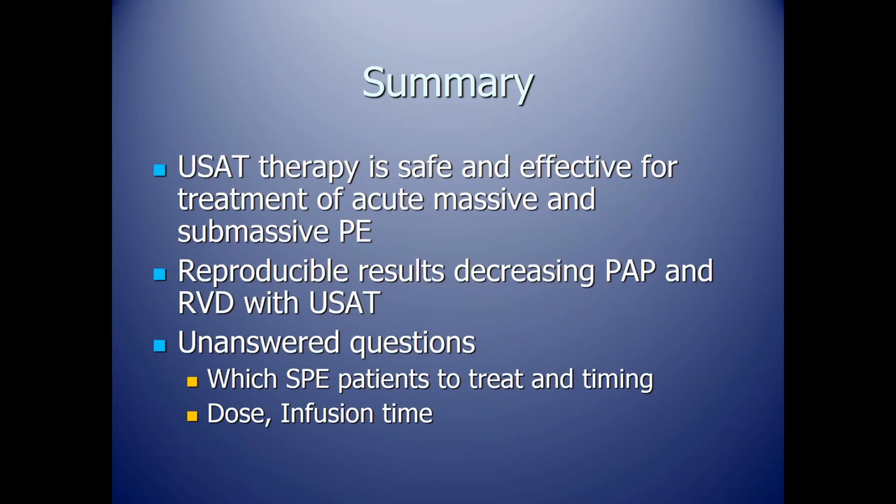I think we still do have unanswered questions, and hopefully we're going to find out through some initiatives looking at some randomized trials in the future about which submassive pulmonary embolism patients to treat and what is the best timing for treatment, as well as what is the best dose of TPA and the infusion time. We just completed the Optimize PE trial, which was a dosing trial looking at shorter infusions and smaller doses of TPA to treat submassive pulmonary embolism, and that's going to be presented at the ATS meeting in Washington, D.C. in May, and so I invite you to look forward to those results.